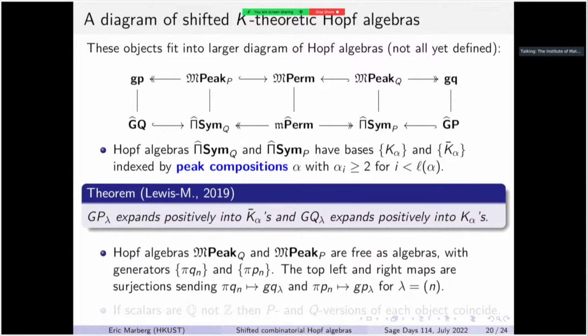And then these Hopf algebras, these peak Hopf algebras, are free as algebras with some generators, pi q and pi p, and these top maps are going to map pi q to gq and pi p to gp when your partition has just one row. I should also say, if we worked with scalars that are rationals instead of integers, then we would only need one side of this diagram, because the q and the p versions of everything would coincide.